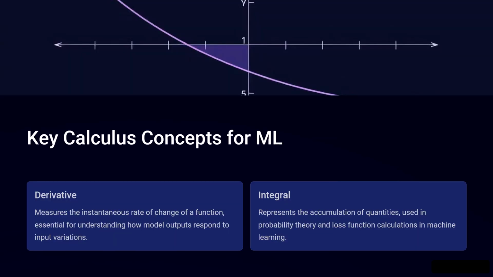Key calculus concepts for machine learning. Derivative measures the instantaneous rate of change of a function, essential for understanding how model outputs respond to input variations. Integral represents the accumulation of quantities, used in probability theory and loss function calculations in machine learning.